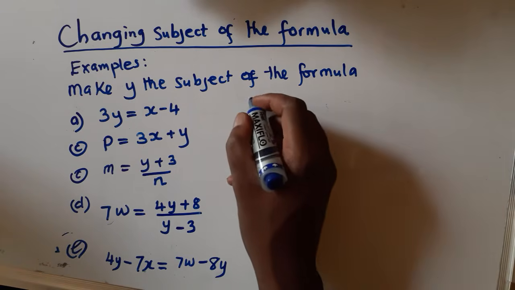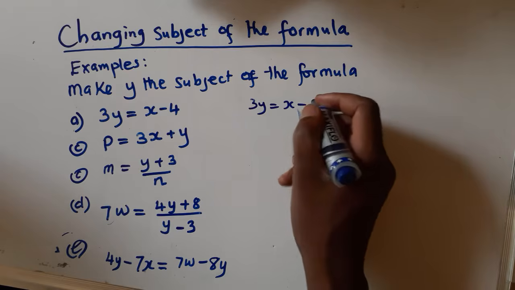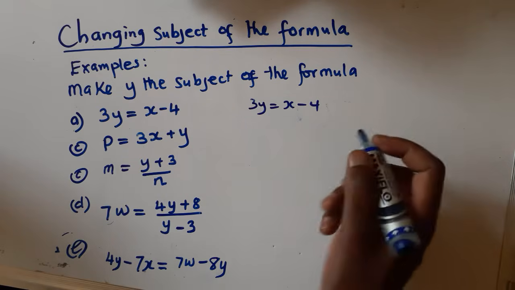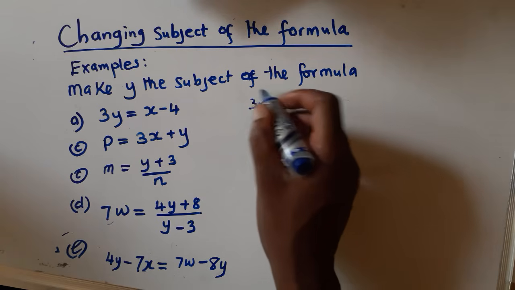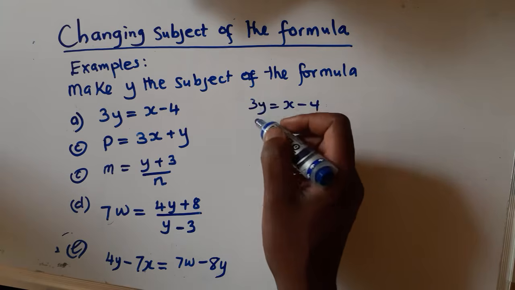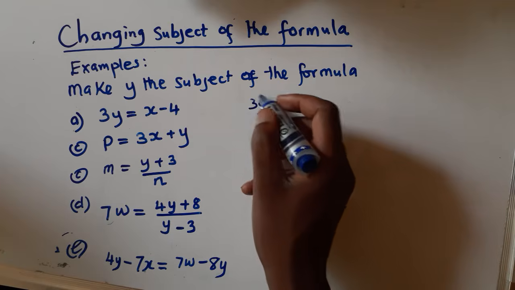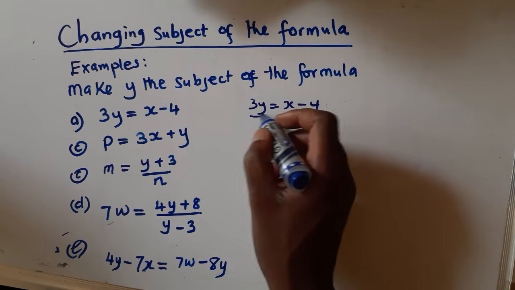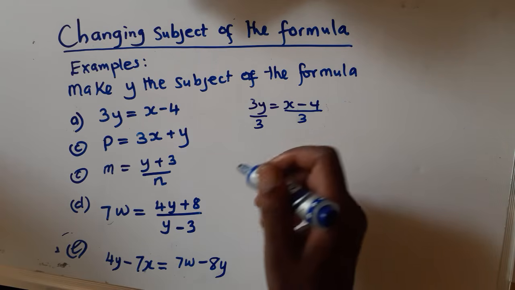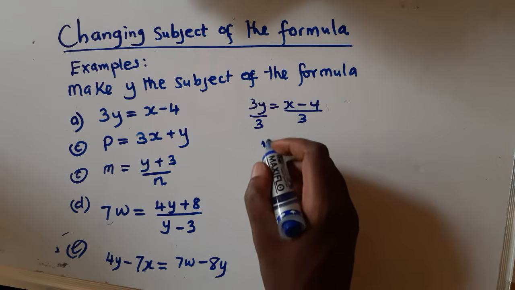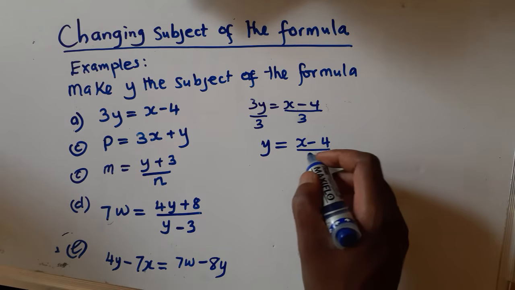So when we get the first one, 3y is equal to x minus 4. All right, so here we are solving for y. We want to make y the subject. We want y to remain alone here. So what are we supposed to do? We need to get rid of this 3 here. How do we get rid of this 3? We divide by 3 here, and we also divide this side by 3. Is that clear? So we're going to have y is equal to x minus 4 over 3.